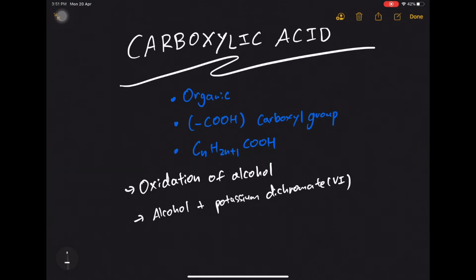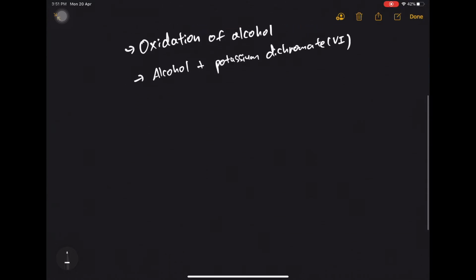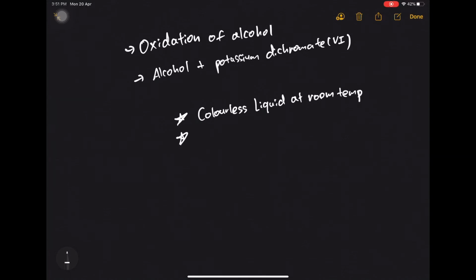So we go on now to your physical properties. What are the physical properties of your carboxylic acid? We can have a few of them. The first thing to take note of is that they are colorless liquids at room temperature. Take note of the state at room temp. Then they are also completely miscible with water, meaning they can mix well with water. Completely miscible with H2O.